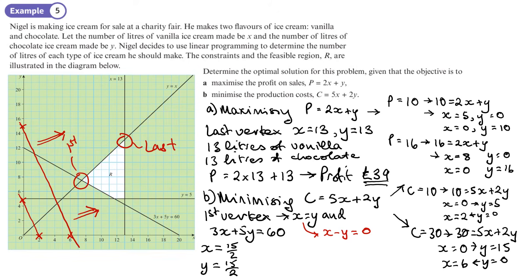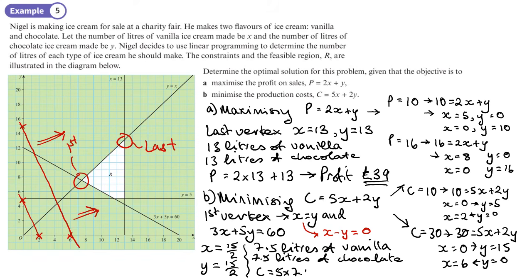So that tells us how much ice cream he needs to make. So 7.5 litres of vanilla, and also 7.5 litres of chocolate if he wants to minimize his cost. And the actual cost is going to be 5 times 7.5 plus 2 times 7.5.